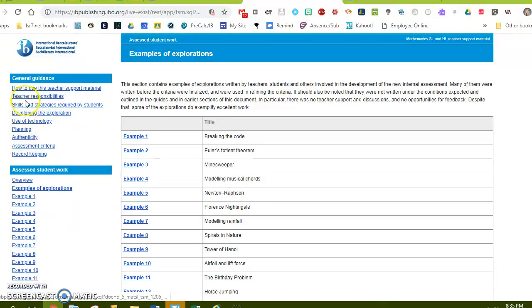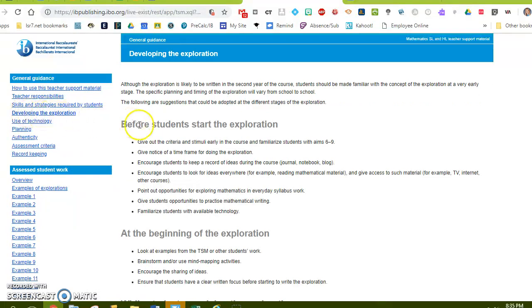But over here it talks about some different general guidance, and some of that's for me and some of that's for you. When I clicked on developing the exploration, it just talks about looking at stimuli earlier in the course, and we're going to look at that today. Talk about the time frame. Make sure you're keeping a record of ideas. Look for ideas everywhere: what you read, what you look at, what you watch.